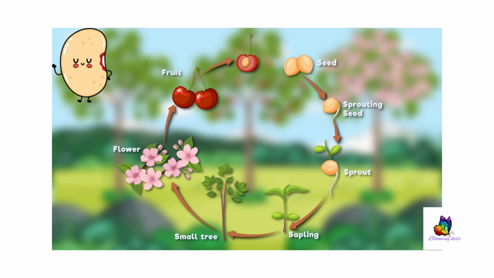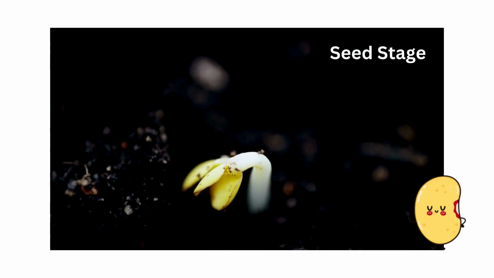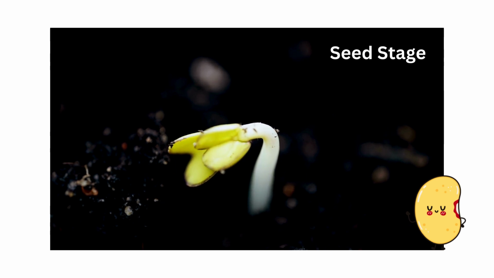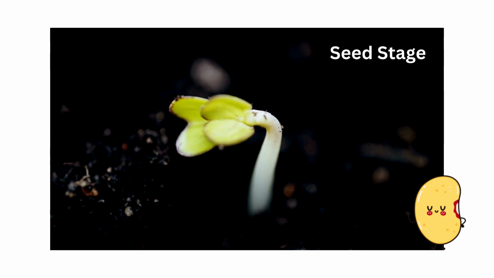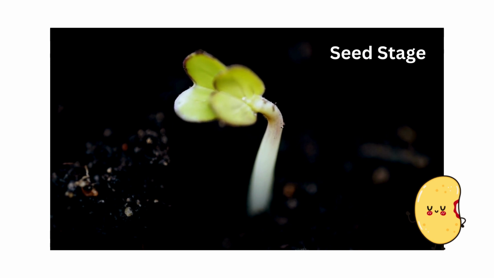Seed stage. Every plant starts its life as a tiny seed. Seeds come in all shapes and sizes. Inside each seed is a baby plant called an embryo, waiting to grow.